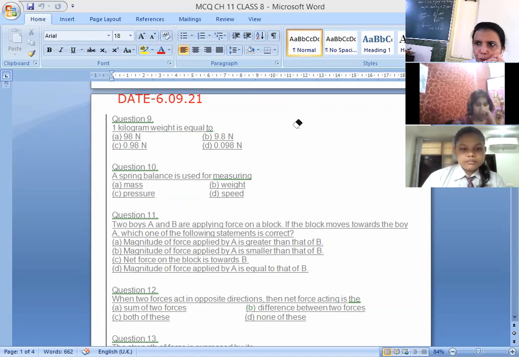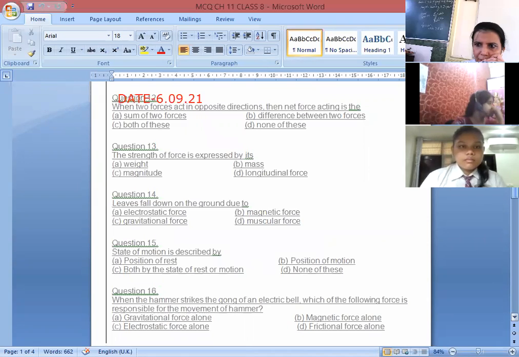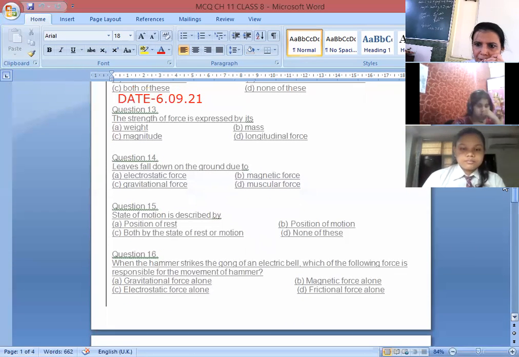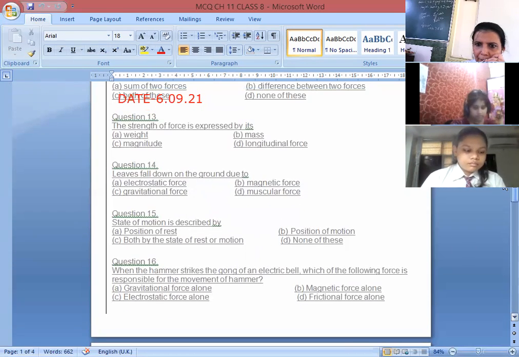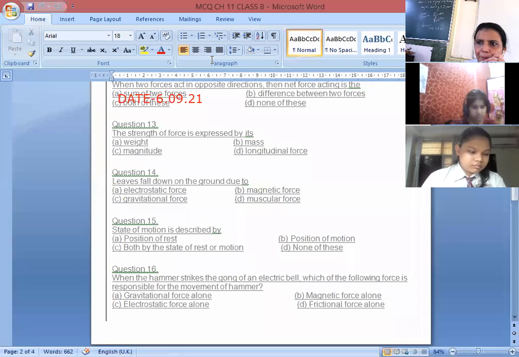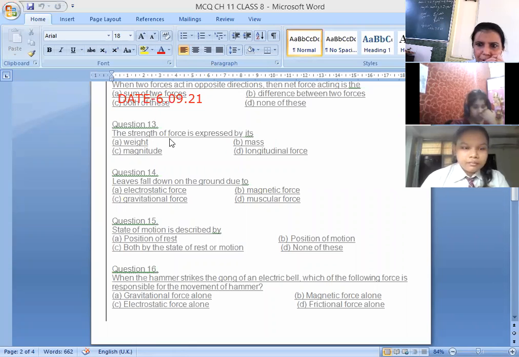And the effect of force, you should also know what the effect of force is. Next, the strength of force is expressed by its... How can we express the strength of force? Weight, magnitude, mass, longitudinal. So it is magnitude.